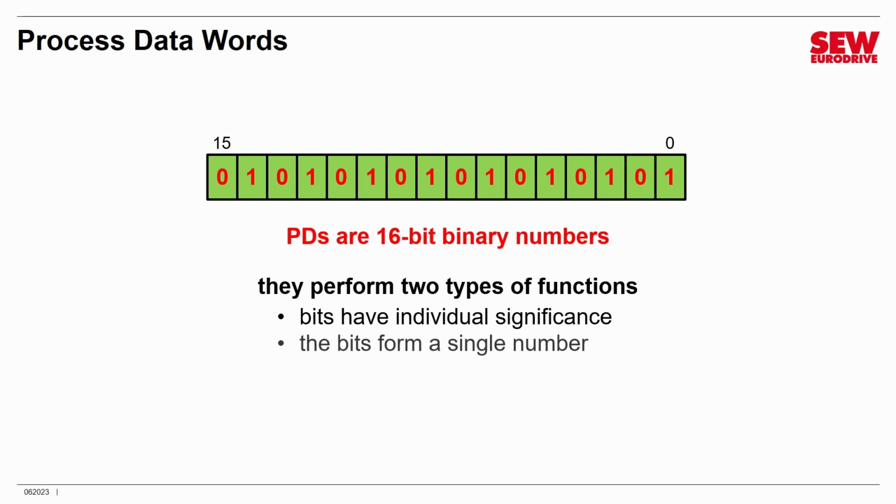The second one is simpler. The bits all just form a single number in binary, and that represents some kind of value. For example, a parameter or a status word that provides information like how fast the VFD is turning the motor.